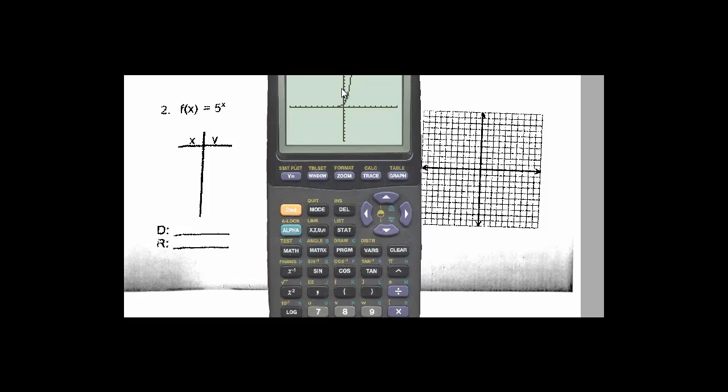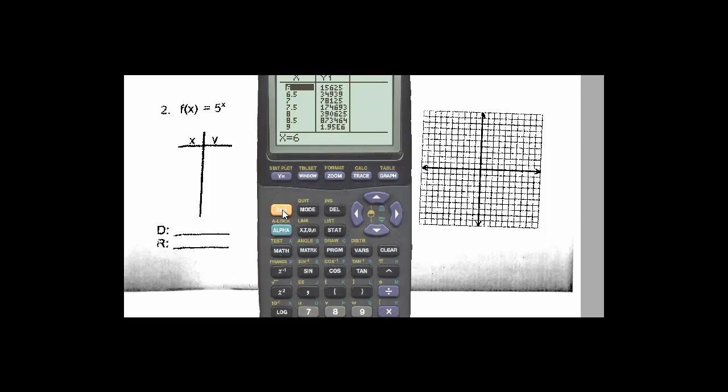Let's get some points in here and graph it. These numbers are so small, I'm going to try not to pick those. At 0, I have 1; at 1, 5. If I go out 2, I am going up to 25. So let's graph these points.